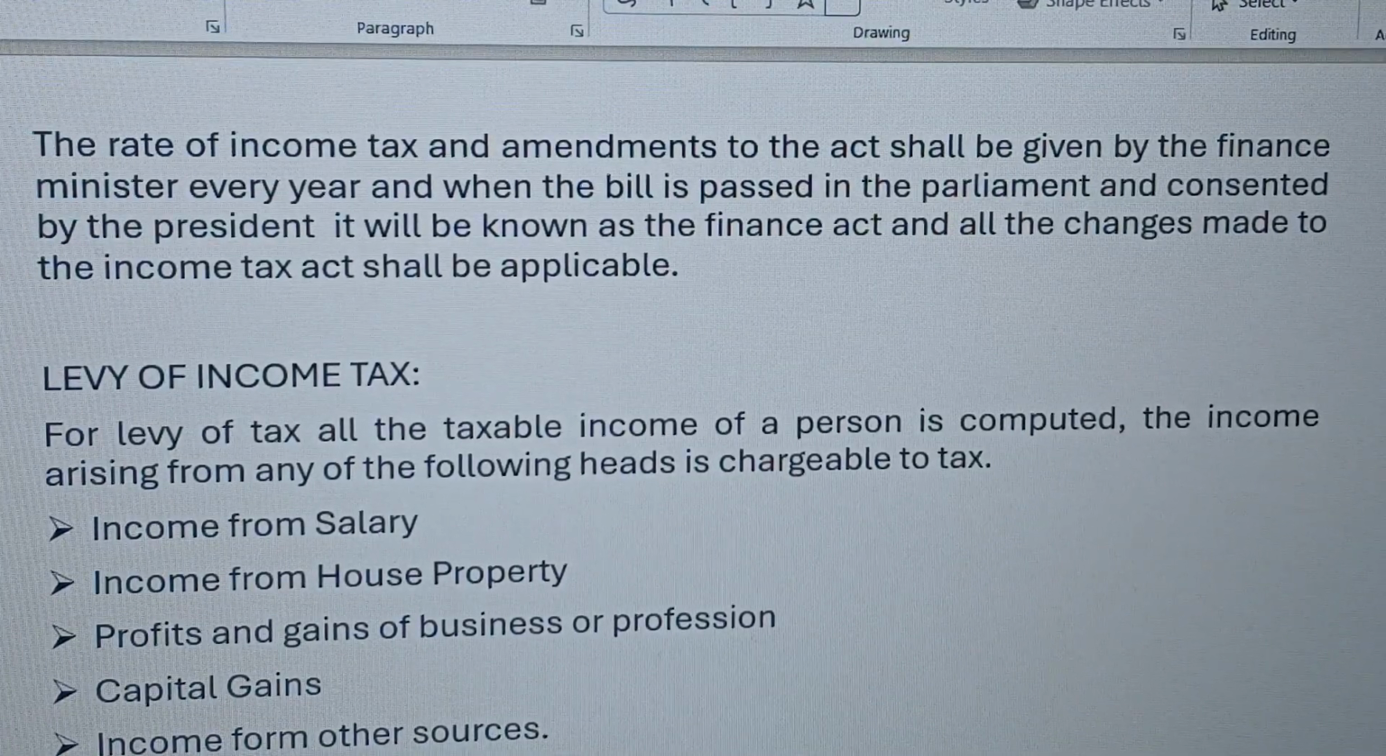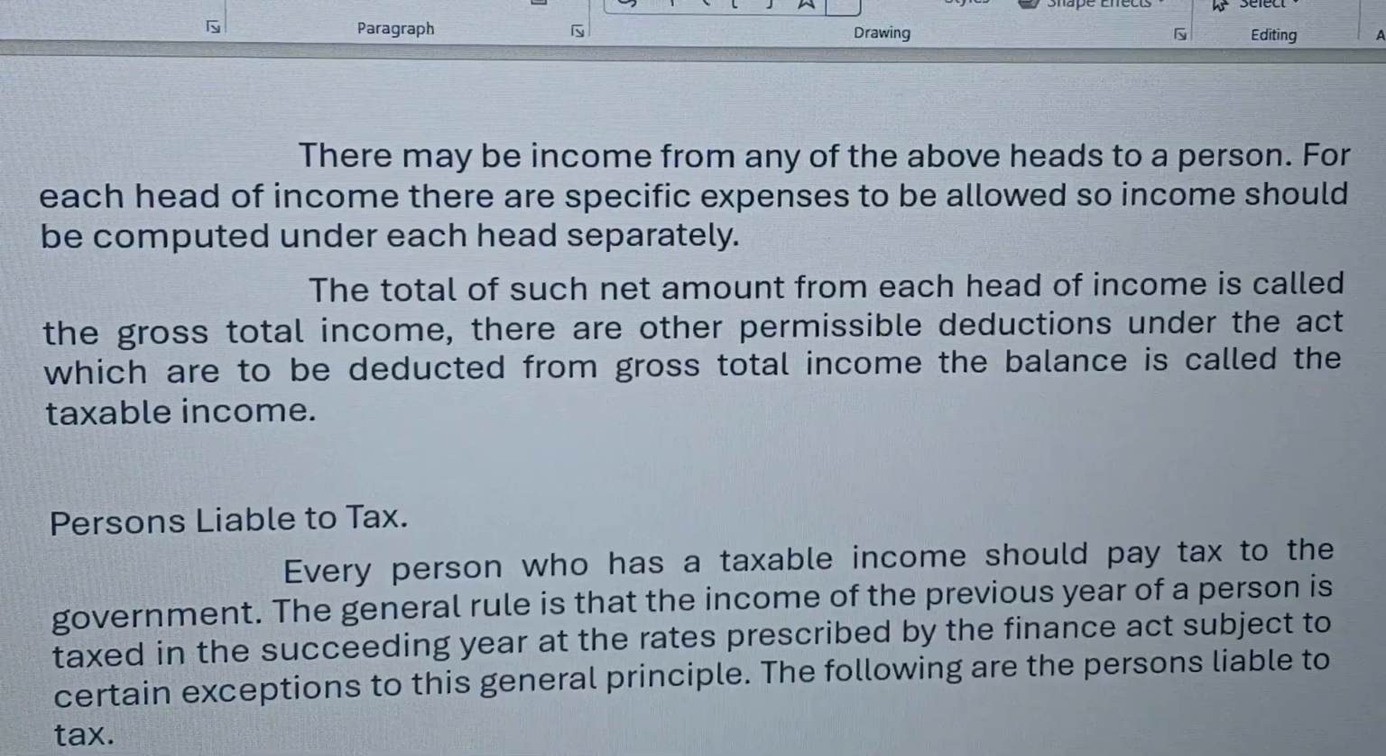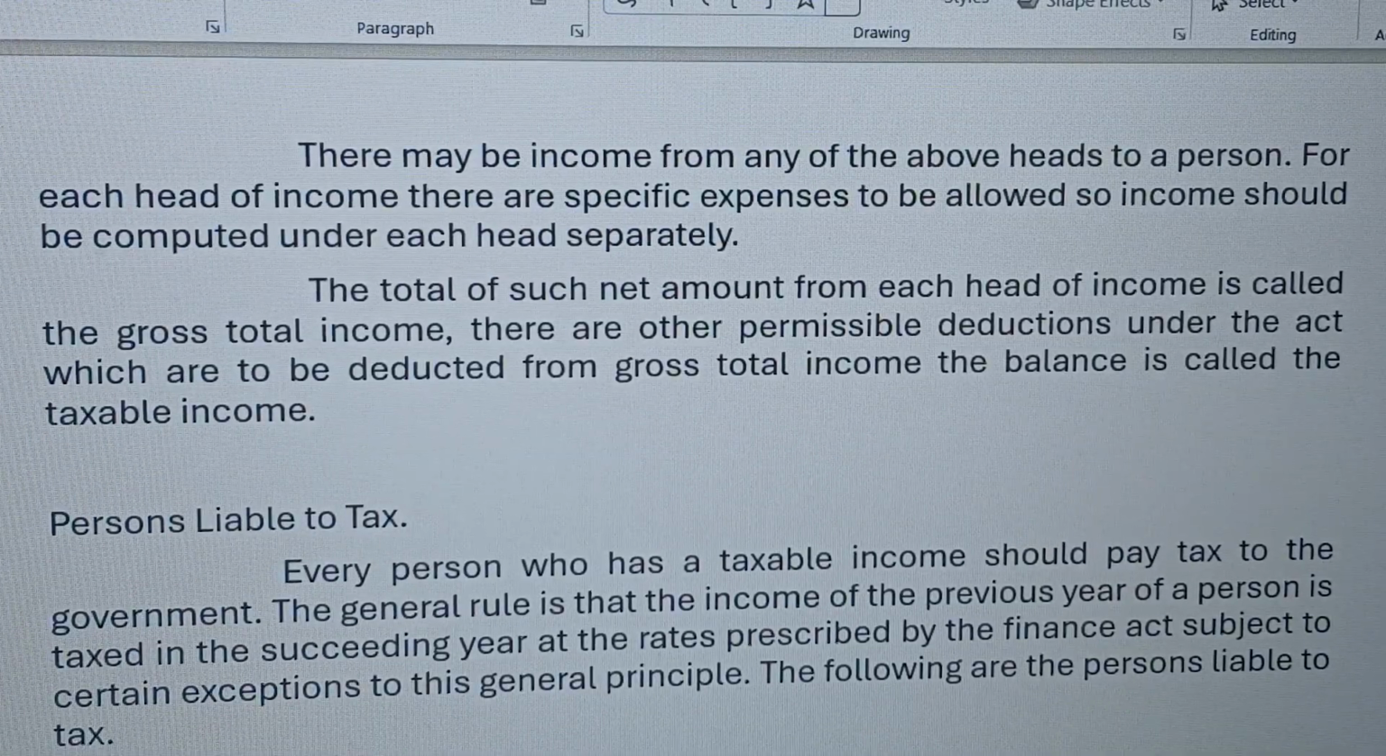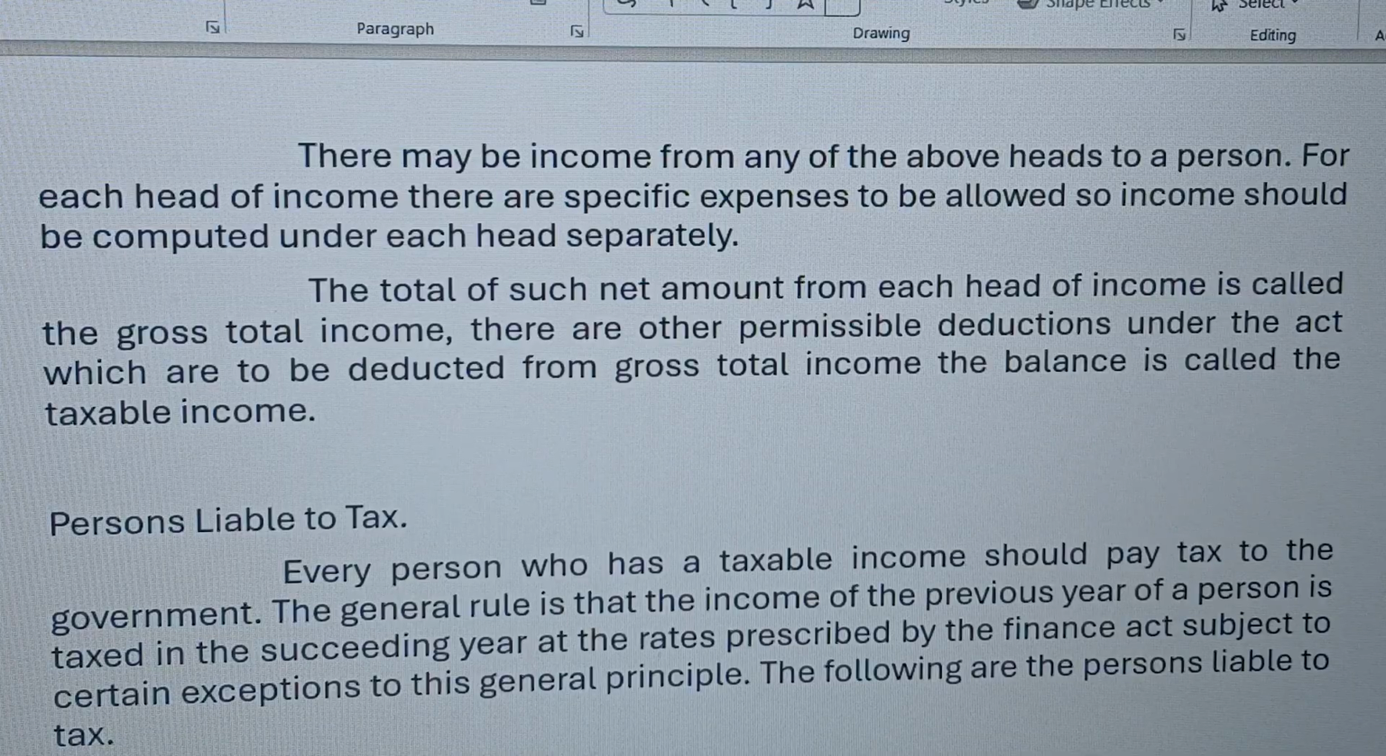There may be income from any of the above heads to a person. It may be that the person has income from salary, or income from house property, or income from business or profession, or capital gains, or income from other sources also.